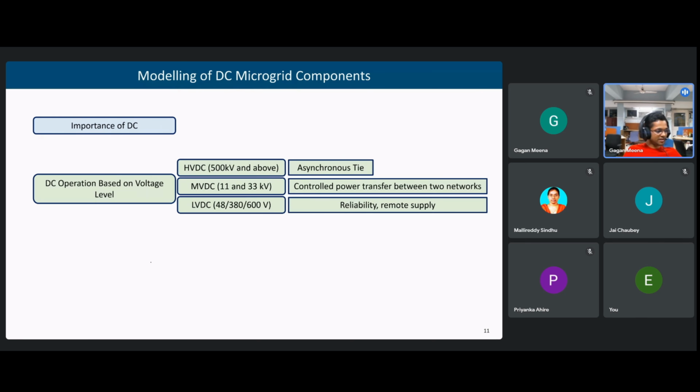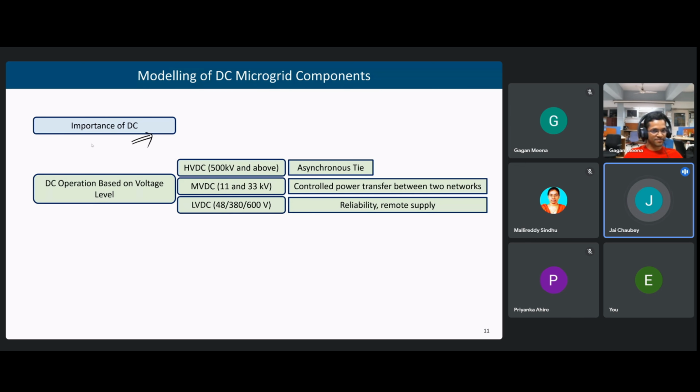Then after modeling this energy storage, we moved on to the modeling of DC microgrid components. So first we saw the importance of DC. So can you tell what is the importance of DC over AC? Why, when we already have this huge network of AC system, do we want to move to this DC microgrid?